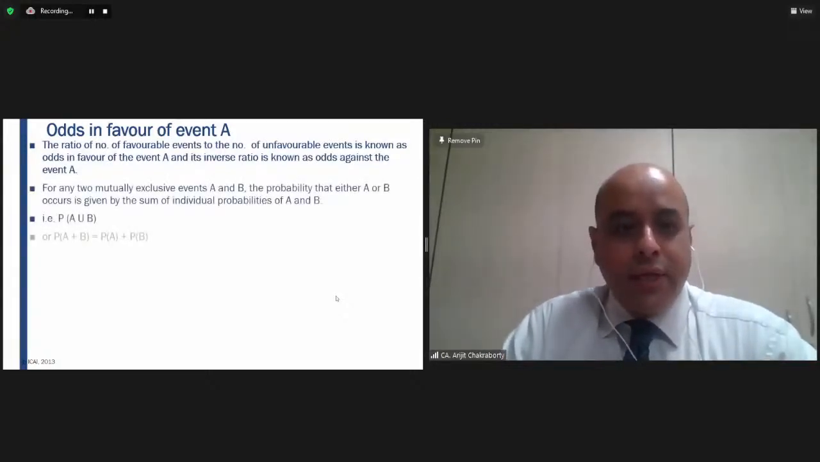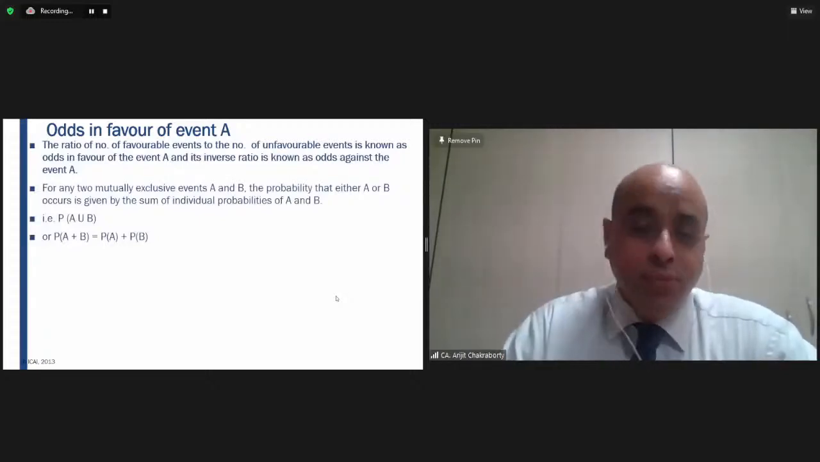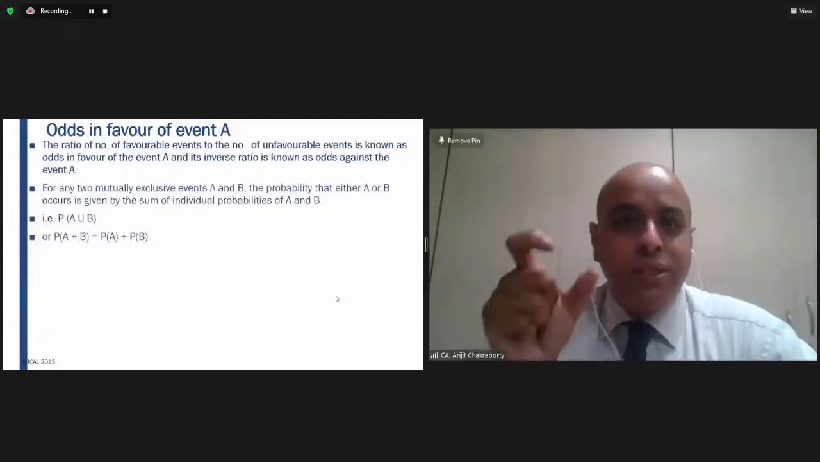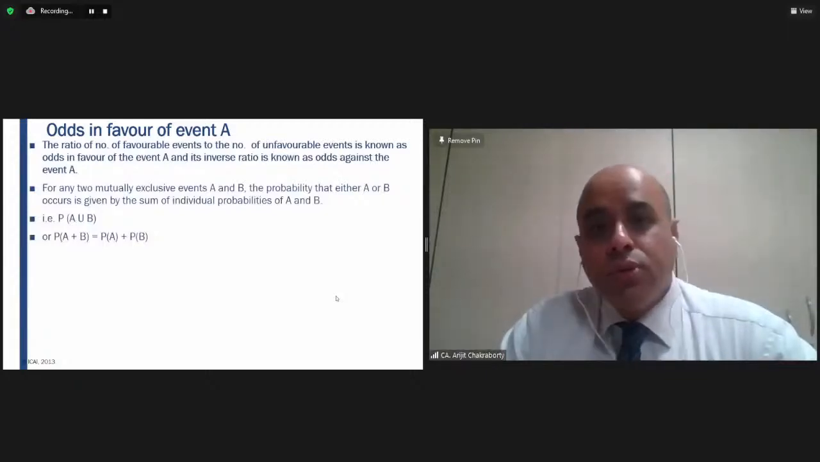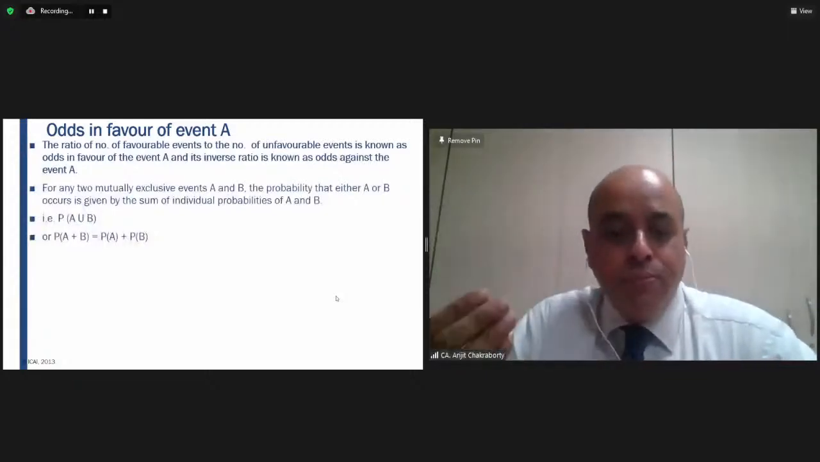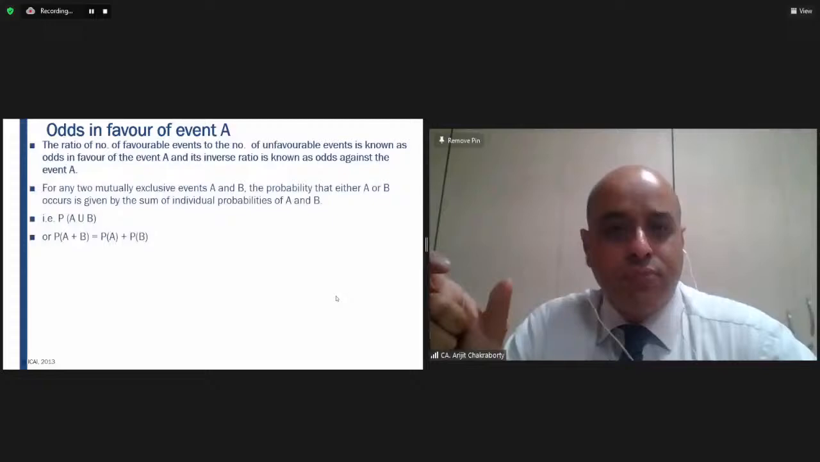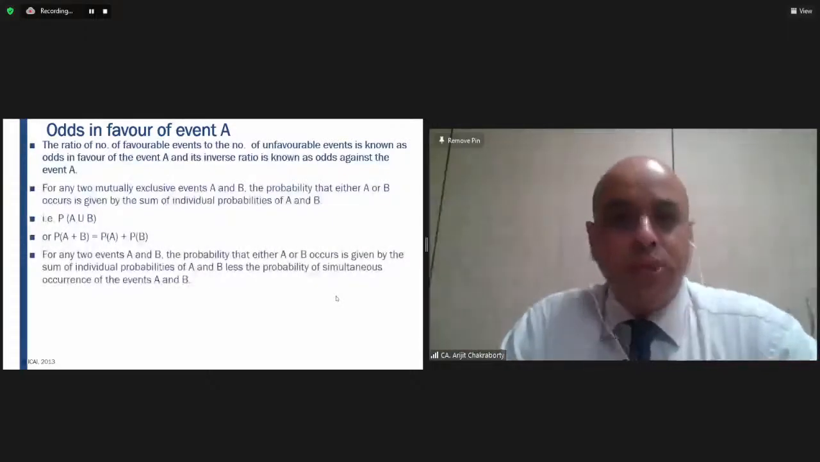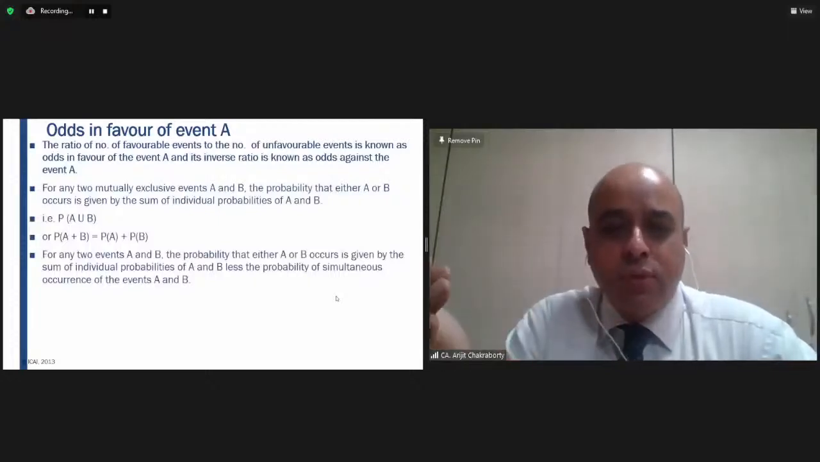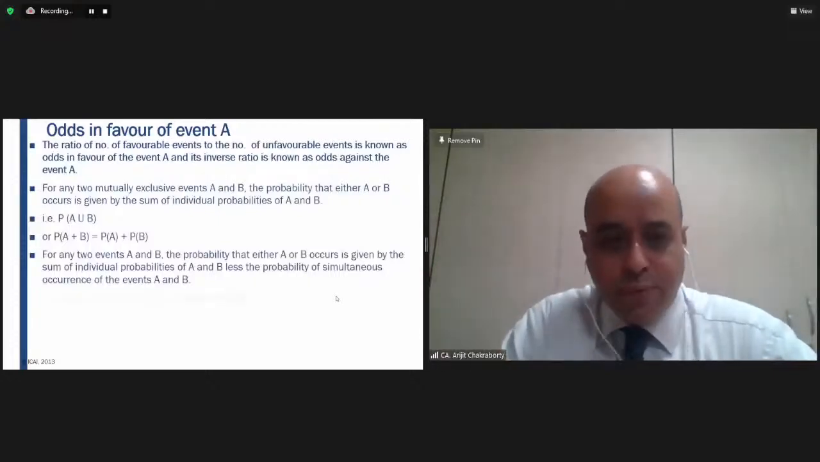Then again, please see this important formula before we move into the remaining questions from probability. P(A union B) is equal to P(A) plus P(B) minus P(A intersection B). But if the two events A and B are mutually exclusive, then the probability of A intersection B becomes 0. Therefore, the formula becomes even easier to remember: P(A union B) will become probability of A plus probability of B.